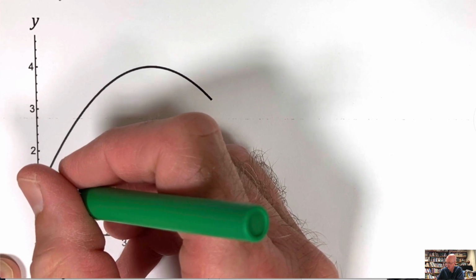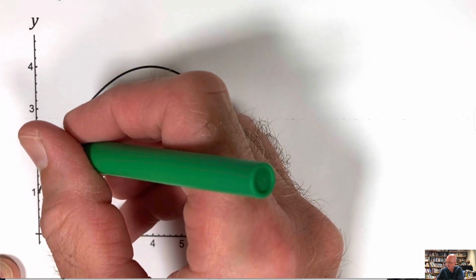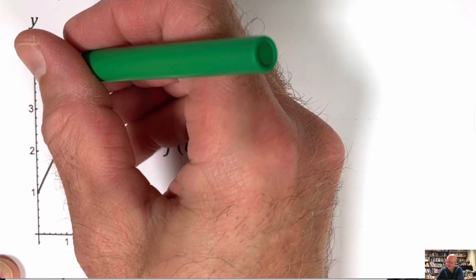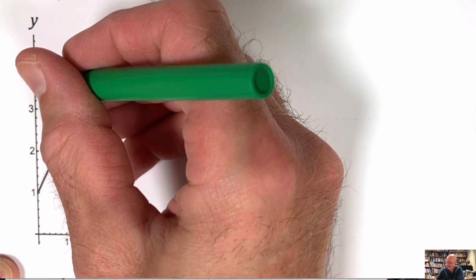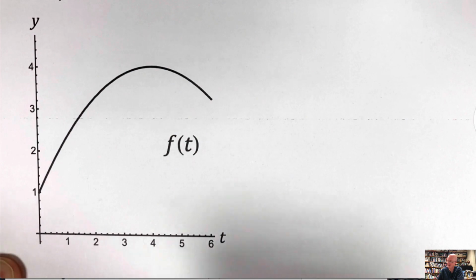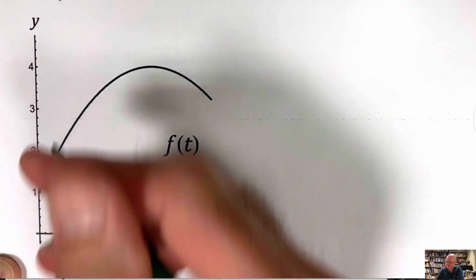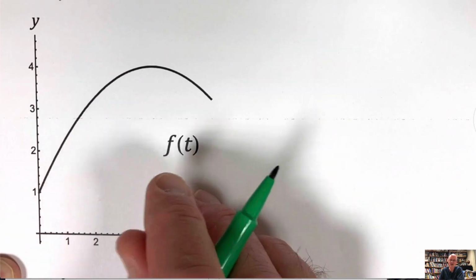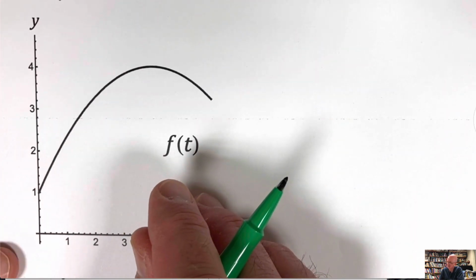Ready? Go. 1001, 1002, 1003, 1004, 1005, 1006. Okay, that was hard to do in a steady way with my pen there. But that's the basic idea of what kind of motion this graph is describing.